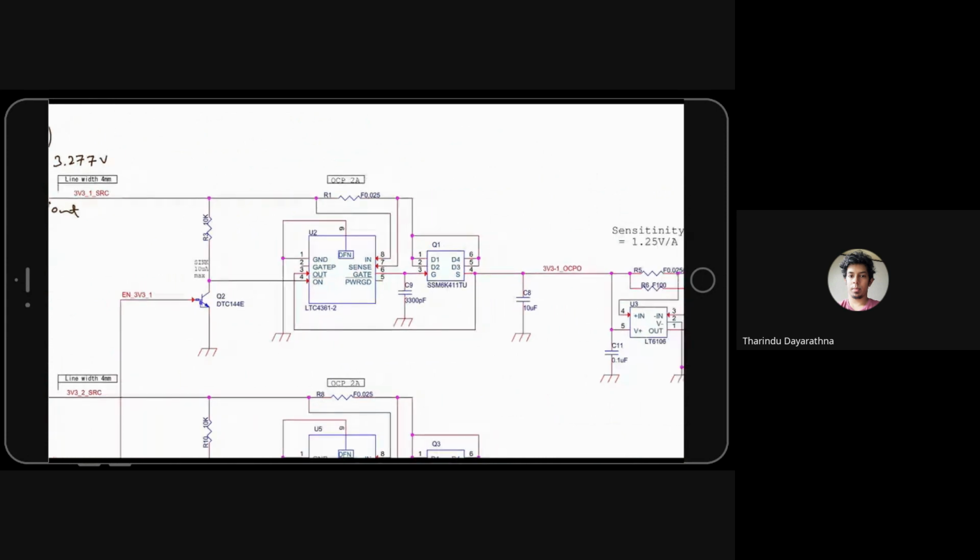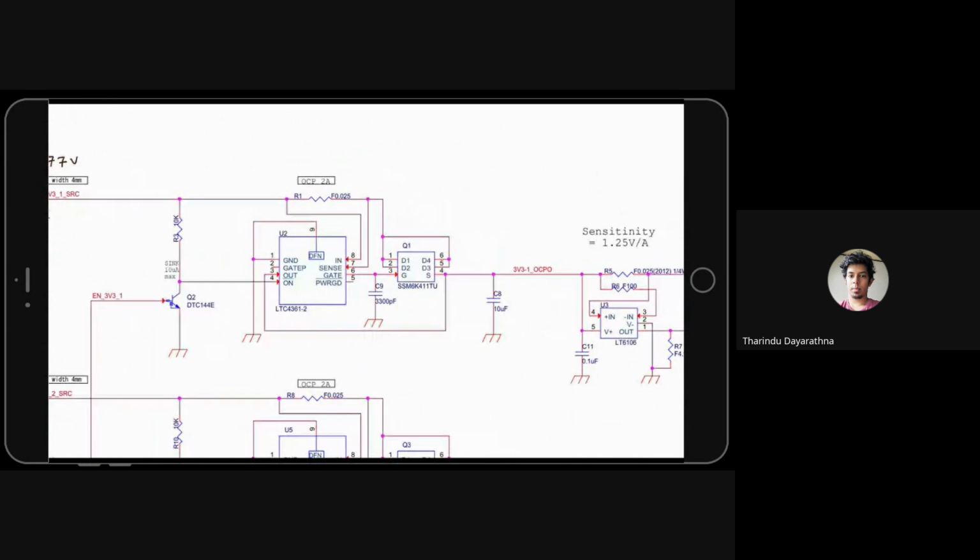Before that, let's identify the components here. So this is the OCP IC, and then we have a P-type MOSFET. Wait, I'll draw the circuit. This is the P-type MOSFET. This is the OCP IC. You have to remember it's a P-type. It's very important.